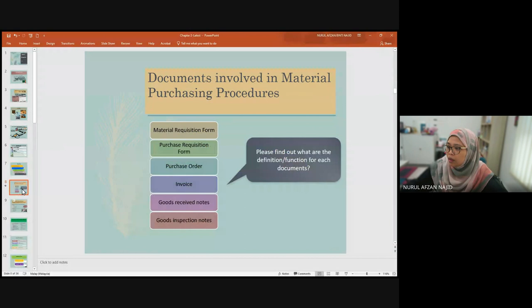Alright, so this is the document involved in material purchasing procedures as mentioned before. But then, this is an activity. What you need to do is that you need to find out what are the definition and function for each of the document.